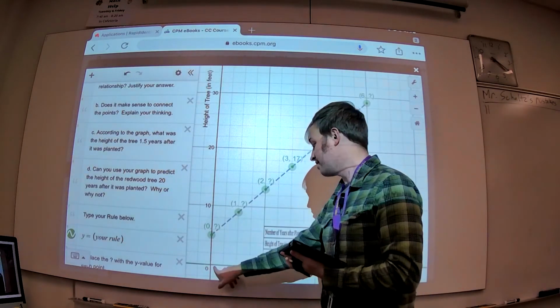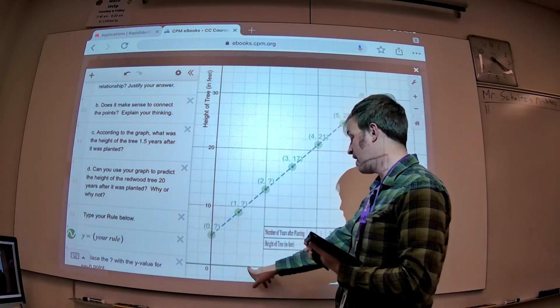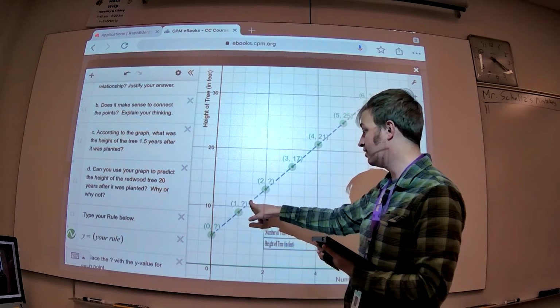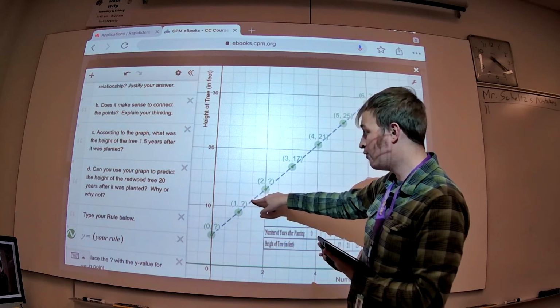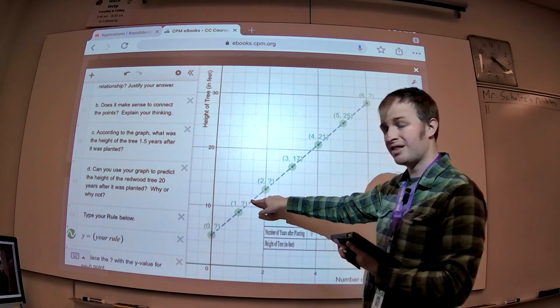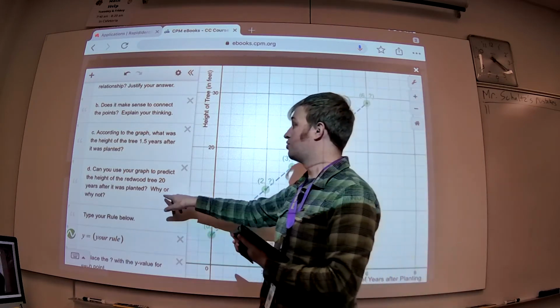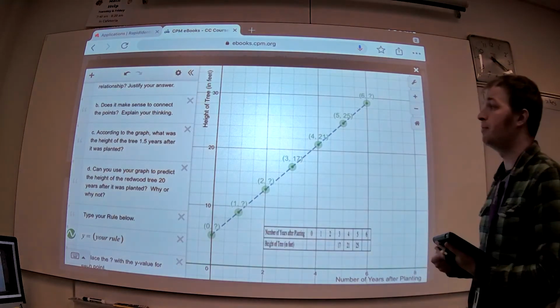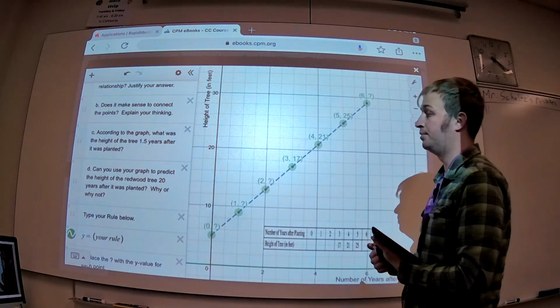So on the x-axis, I'm going over to 1. Then I just need to go halfway between 1 and 2. Then I'm just going to slide up and try to find that point there. Well, it looks like it's about halfway between 10 and 12, so that's got to be 11. So predicting that it's going to be about 11 feet tall at 1.5 years after it was planted.